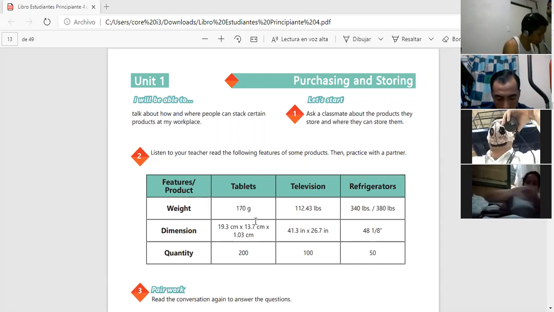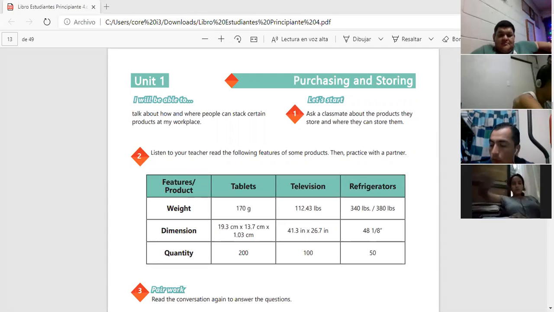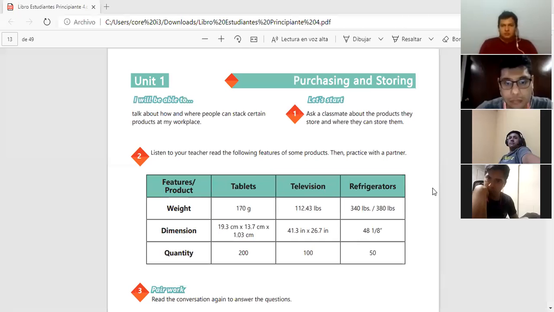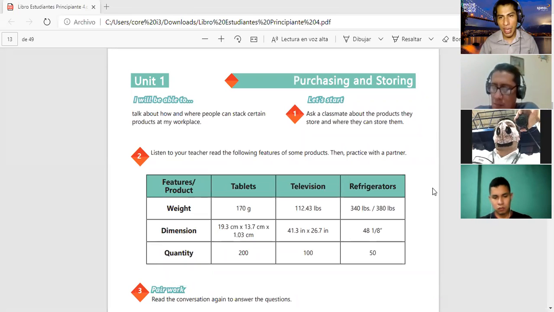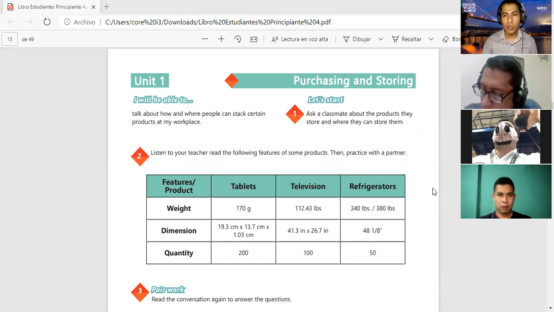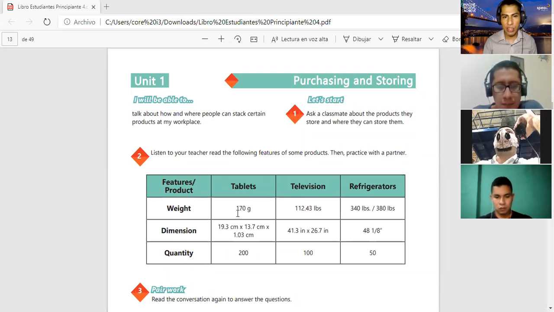Grams means gramos. But in the second one, Felix said 112.43 pounds. In this case, pounds, you write it like this, as you will see on the screen. That is pounds, libras. The abbreviation is LBS, like in Spanish, but the word is in English and the pronunciation is pounds. So in other words, the television is heavier, más pesada, than the tablet.